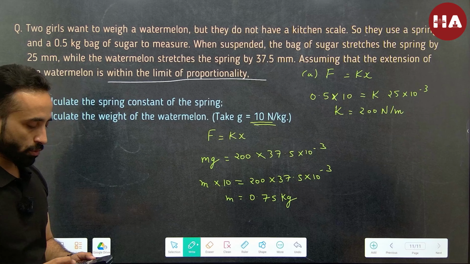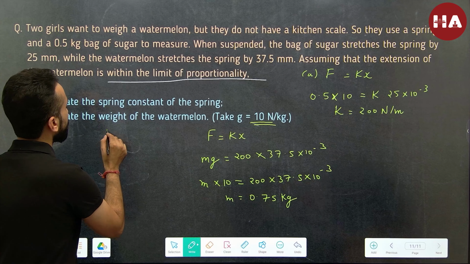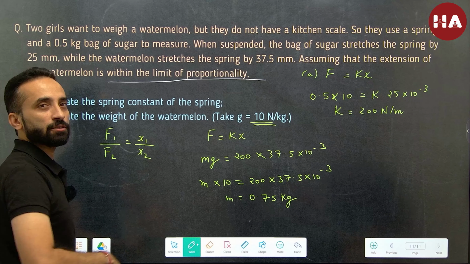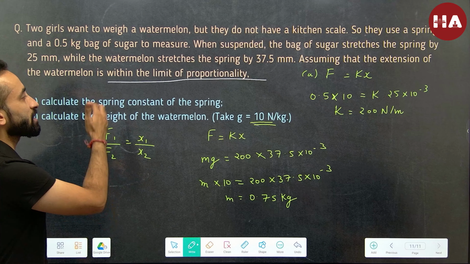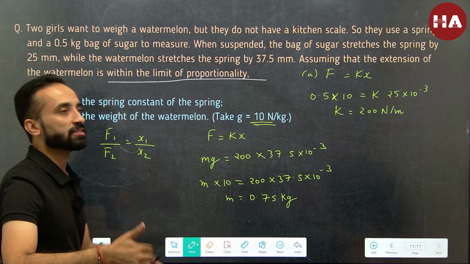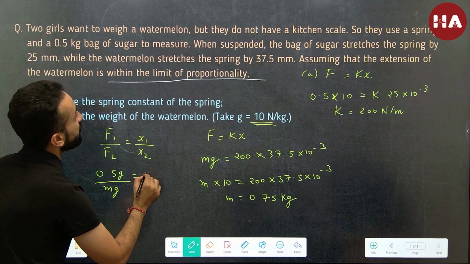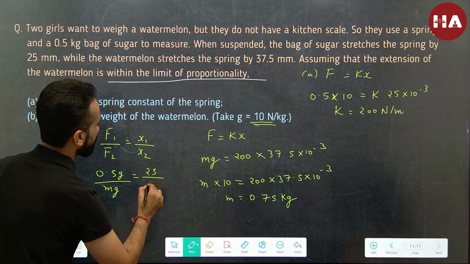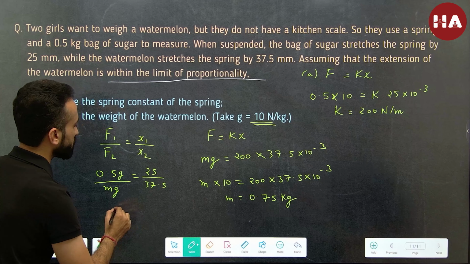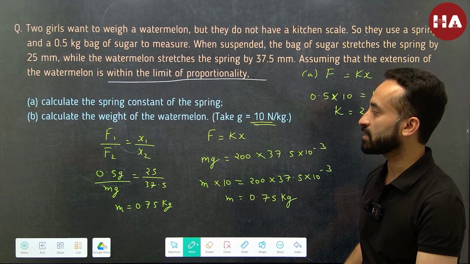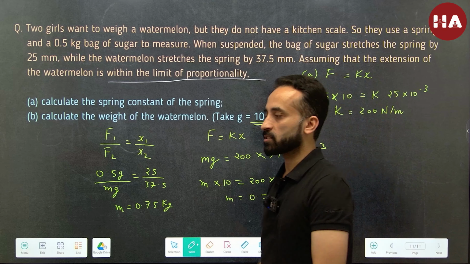All right. So you could also have done that, you know, F1 over F2 equals x1 over x2. If you don't do the first part and you only have to do the second part, then you can straight away apply the concept that the force and extension are in the same ratio, and if it was like 0.5 g, this would have been easier. This is an alternate approach, and the extension is 25 in the first case and 37.5 in the second case. If you use that, you also get the same answer here, that is 0.75 kg. If you have done the question like this, there is no problem, you can attempt it like that as well. So I leave it up to you which solution you want.